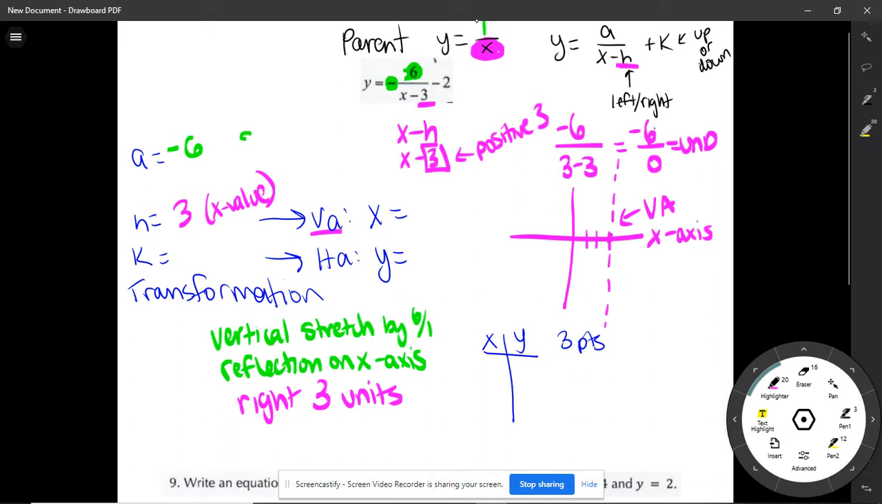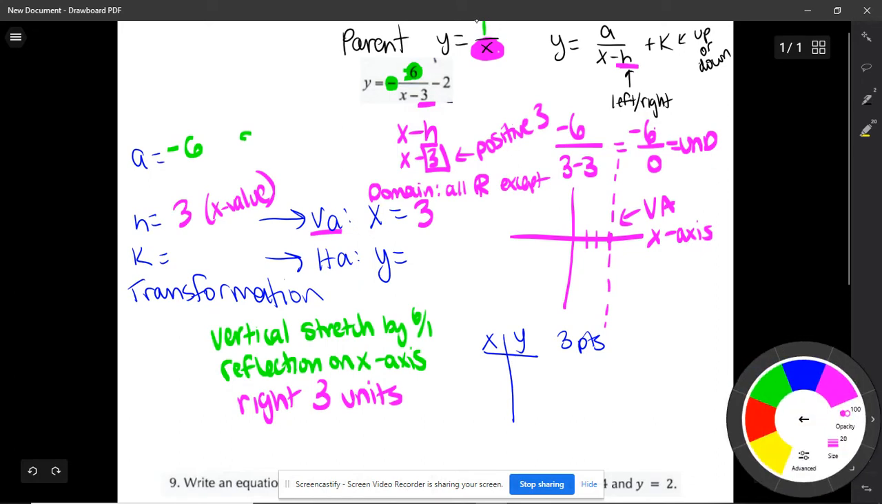So my domain is going to be all real numbers except when x is equal to 3. So that's also my VA and also helps me figure out my domain. All right. The next part is our K. If we look at our K here, we notice it's a minus 2. Over here at the parent function, we don't have anything. It's 0. So going from my origin, we are shifting to negative 2, which means we're going down 2 units.